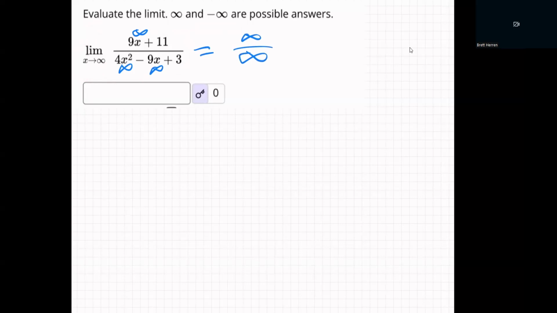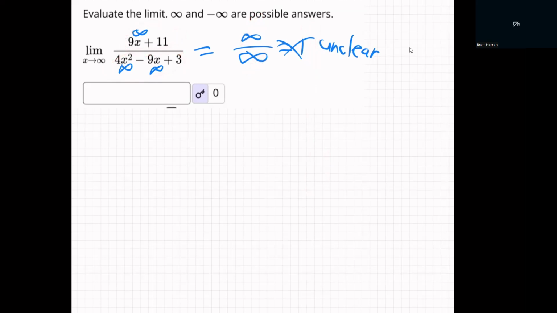And you might say, oh, that's one. No, no, no. That's unclear. We don't know what that is. It depends how fast they go to infinity, right? All infinities are not the same. So if you send two rockets up into space, if one's going way faster than the other, then the gap between them is growing. So we can't tell when you have a fraction.